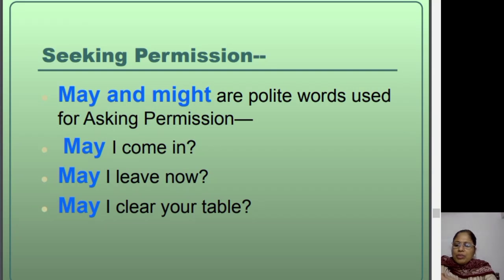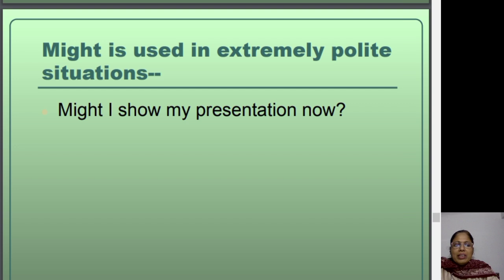Let's see what words can be used to seek permission. May and might are polite words used for asking permission. Haven't you often used this? May I come in? May I leave now? May I clear your table? Might is used in extremely polite situations. For example, might I show my presentation now?